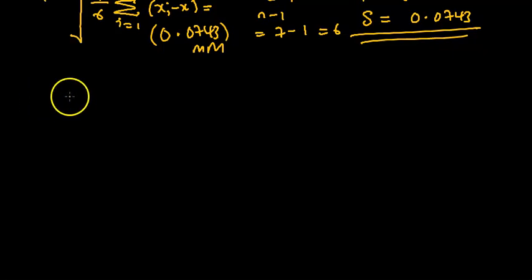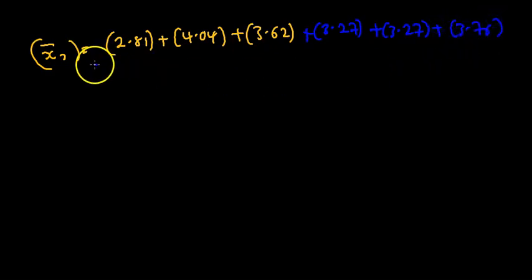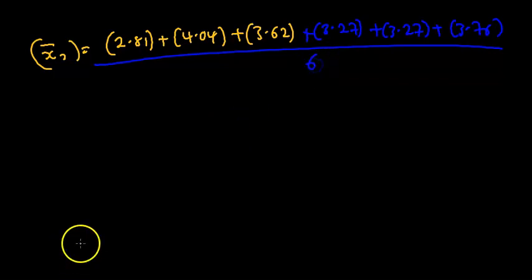The next one is the mean for the rheumatoid arthritis. So here the x2 values are going to be 2.81, plus 4.04, plus 3.62, plus 3.27, plus 3.27, plus 3.76. Total number, feel free to count everything, is simply going to be 6. If you add and divide, I promise you that you're going to end up with 3.4533, but make sure you use a good calculator.